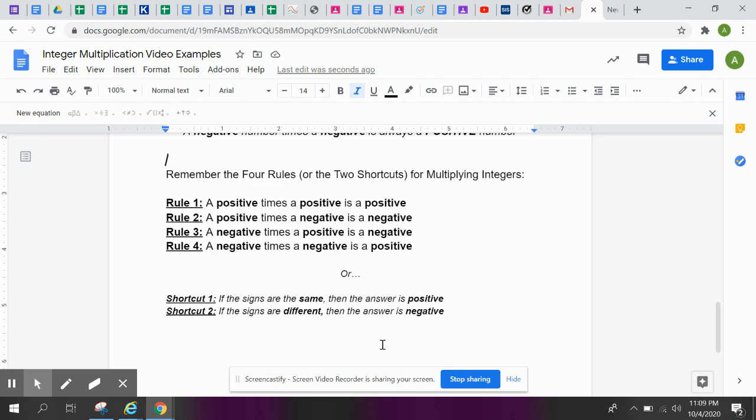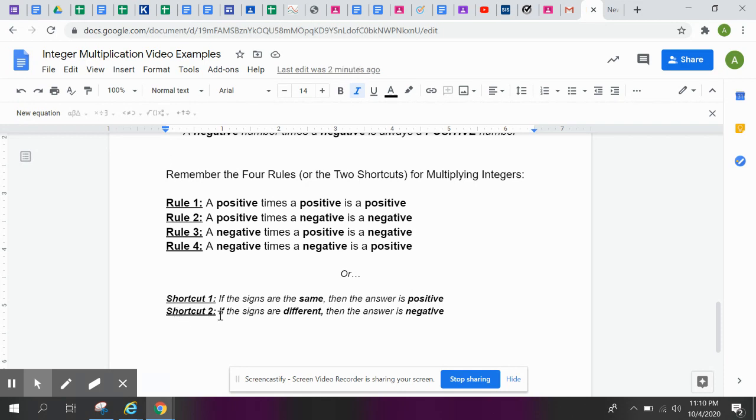We can see from these 4 rules that there are 2 possible shortcuts to remember in case we ever get tripped up when we're multiplying numbers. If the signs are the same, meaning that both the numbers are positive or both the numbers are negative, then the answer is positive. So if you have 2 positive numbers that you multiply together, the answer is positive. But also if you have 2 negative numbers, then the answer is positive. Anytime that the signs of the 2 numbers are the same, we get a positive answer.